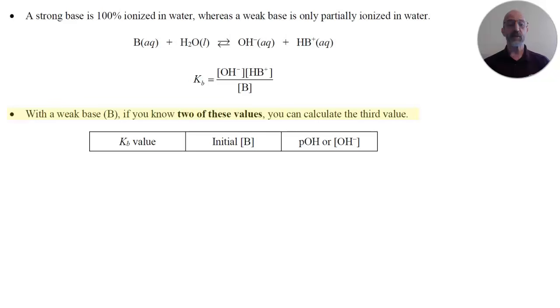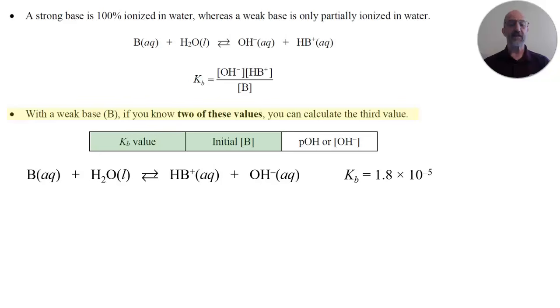And the three values would be either the Kb for the weak base, the initial concentration of the weak base, or the pH, or the pOH, or the concentration of the hydroxide ion. So suppose we have a weak base. I'll just make up a Kb value of 1.8 times 10 to the negative 5. And let's suppose we know the initial concentration of the weak base is 0.50 molar. So you might see a question on the AP Chemistry exam that says, what is the pH of a 0.50 molar solution of a weak base where the Kb value is given?